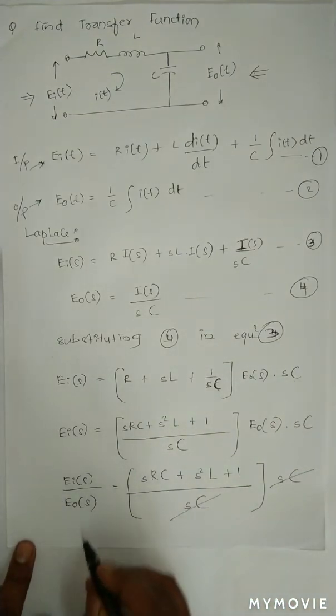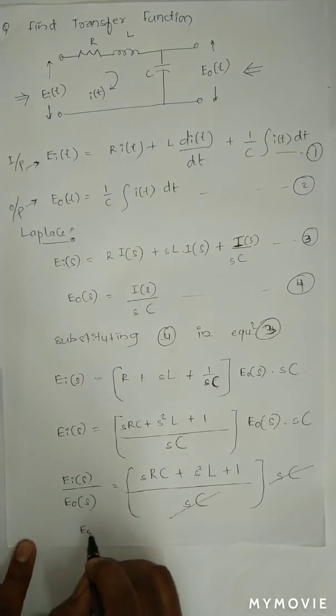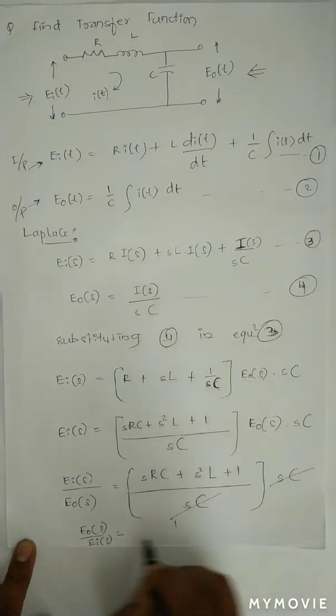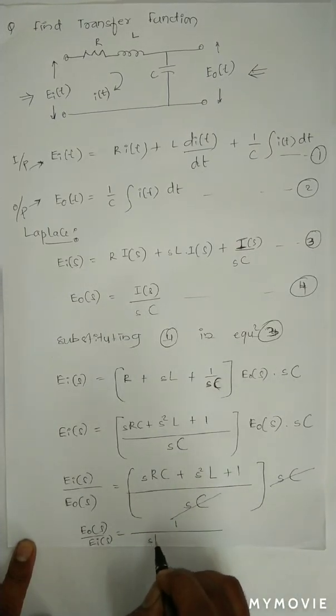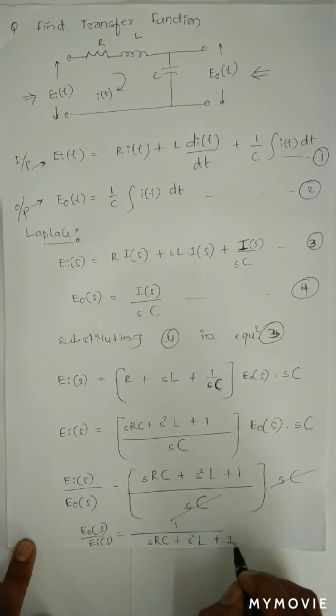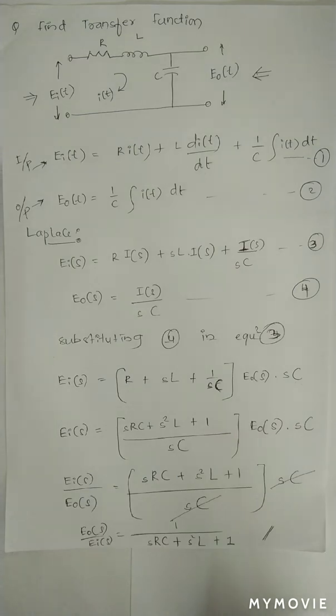So we'll just interchange E naught of S by EI of S. So it becomes 1 divided by S RC plus S square LC plus 1. So this is the transfer function.